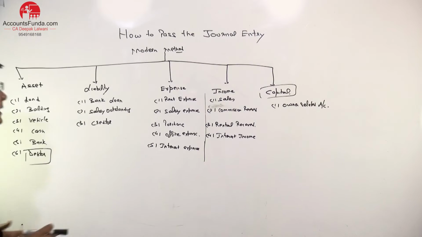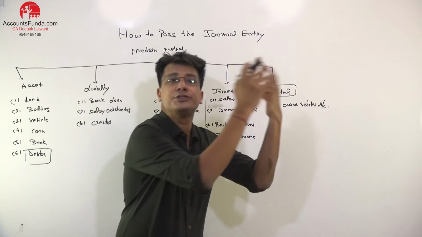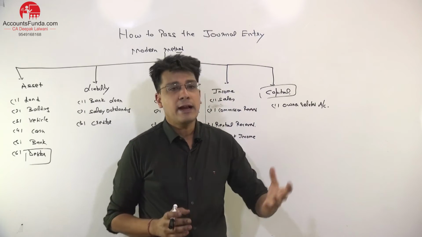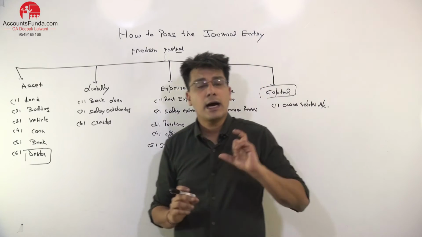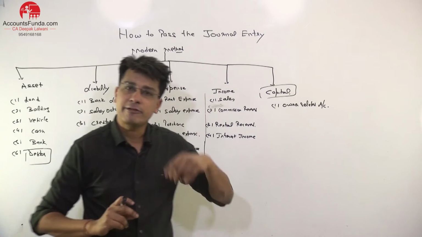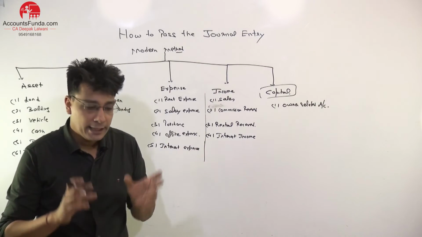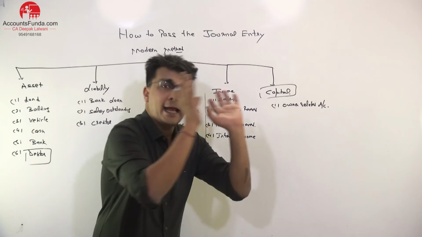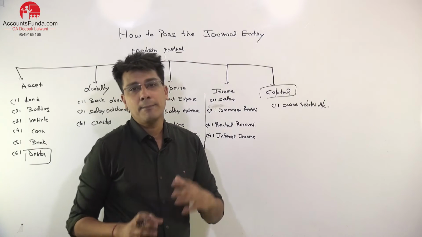What is a liability? Liability is something which I have to pay to somebody. Suppose I have taken a loan of 5 lakh rupees from the bank, now ultimately I have to pay that 5 lakh rupees back to the bank, right? So that's my liability. If I am a company and if I have to pay to anybody, it will become my liability.